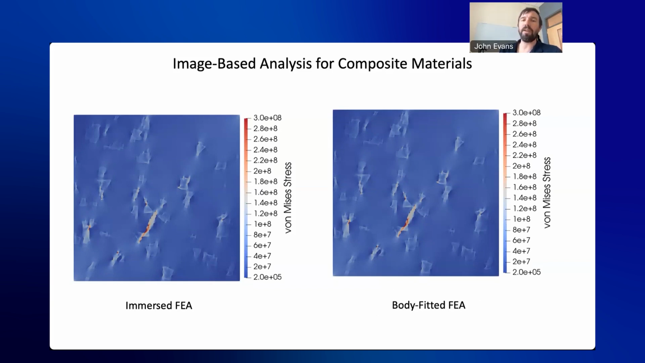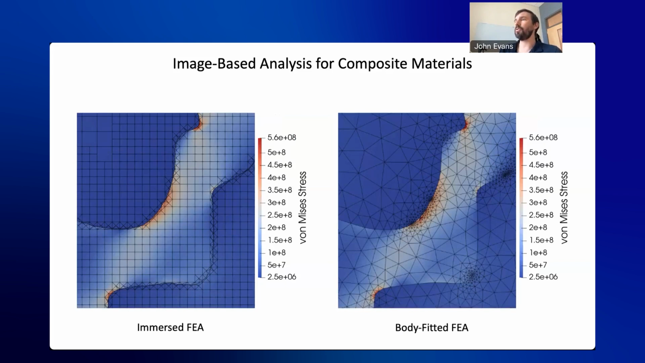Here we're plotting von Mises stress, and you can see that according to the eyeball norm, things match. And if you zoom in and take a look at the mesh as well, you can see that we're really getting the local solution features with this interpolation-based approach, even in this image-based setting.